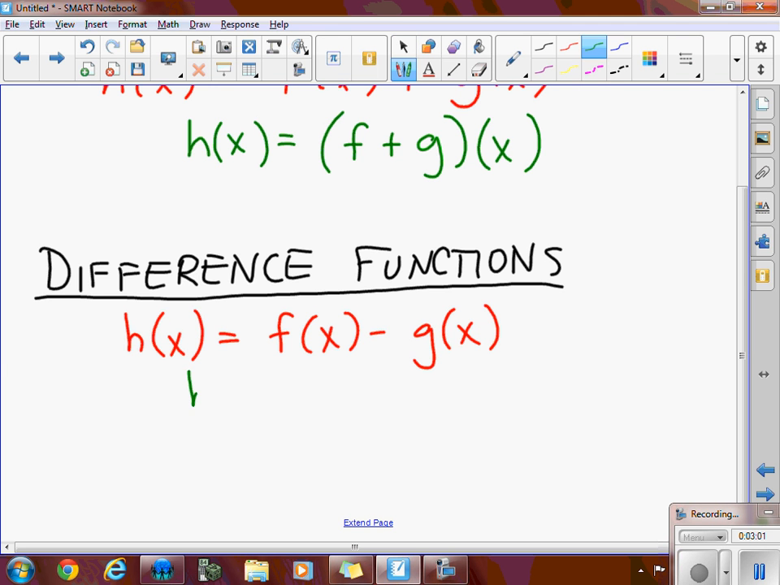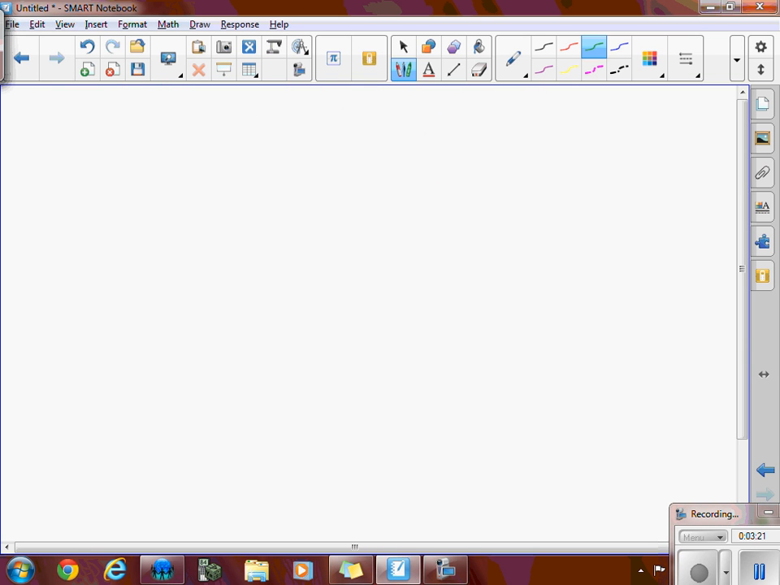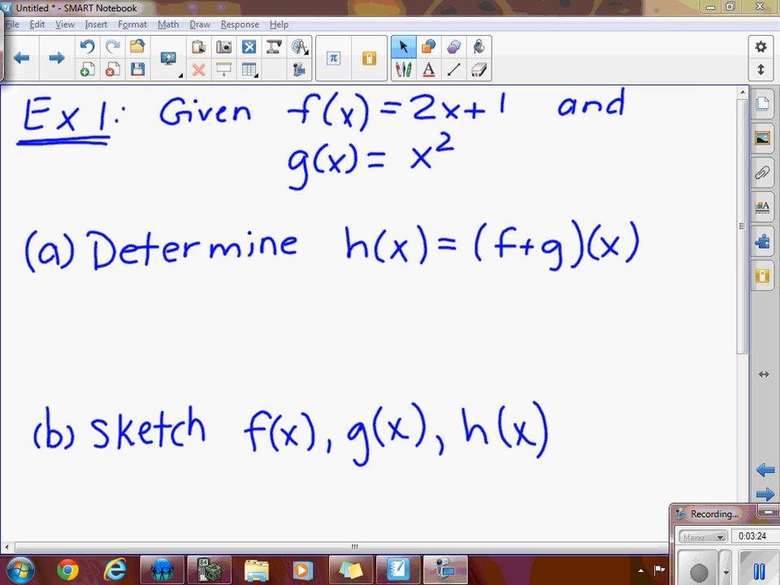And then it should come as no surprise there's a shorter way to write this. What would it be? Yeah, it's going to be f minus g of x. These mean the exact same things. Just take the two functions and subtract them. Good? Let's move on to the next part then.